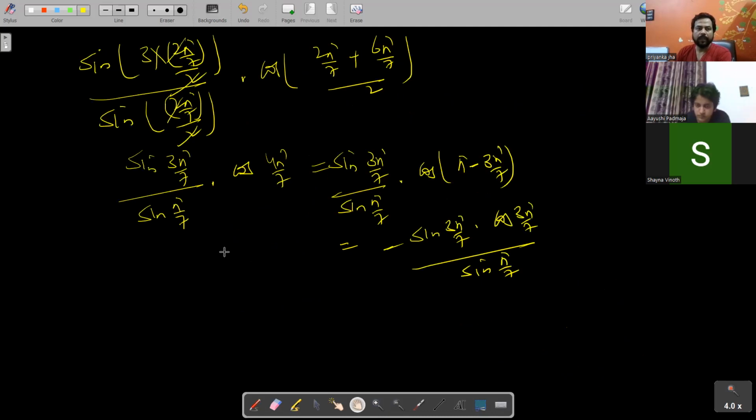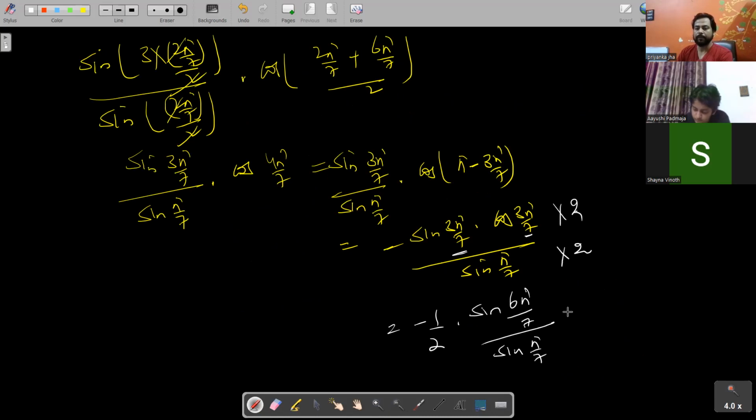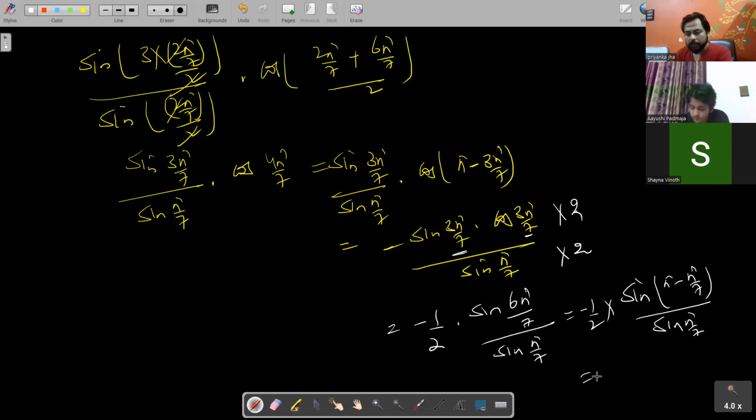Now do one thing: multiply and divide by 2. So it becomes minus half, 2 sine theta into cos theta, that will be sine 2 theta. So 2 into 3 pi by 7 upon sine pi by 7. So minus half sine 6 pi by 7, which can be written as sine of pi minus pi by 7, upon sine pi by 7. Sine of pi minus theta is equivalent to sine theta. This cancels, so here is your answer: minus half. Understood?